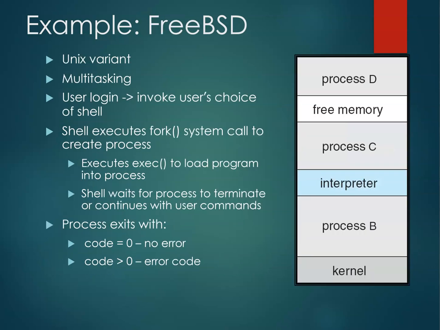FreeBSD, a Unix variant, has multitasking. The user login invokes the user's choice of shell. The shell executes fork to create a process and exec to load programs. The shell waits for the process to terminate or continues with user commands depending on how they're done. And the process exits with either no error or an error code. Here we've got our process, free memory, another process. We've got our interpreter process, and it calls all these others.